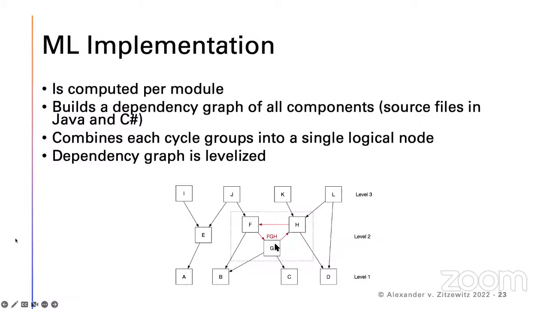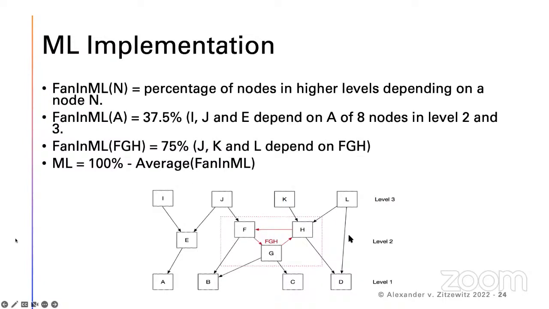Now, as soon as we have a cycle-free dependency graph, we can levelize the graph. That means the ones that have no outgoing dependencies are on level 1, the ones that only depend on level 1 are on level 2, the ones that depend on level 2 and level 1 are on level 3, and so on. That's what we call a levelized graph. And now we can calculate what we call fan-in numbers for those nodes. That means, on what percentage of higher level nodes does a lower level node depend? That's what we call fan-in ML, fan-in maintainability level.